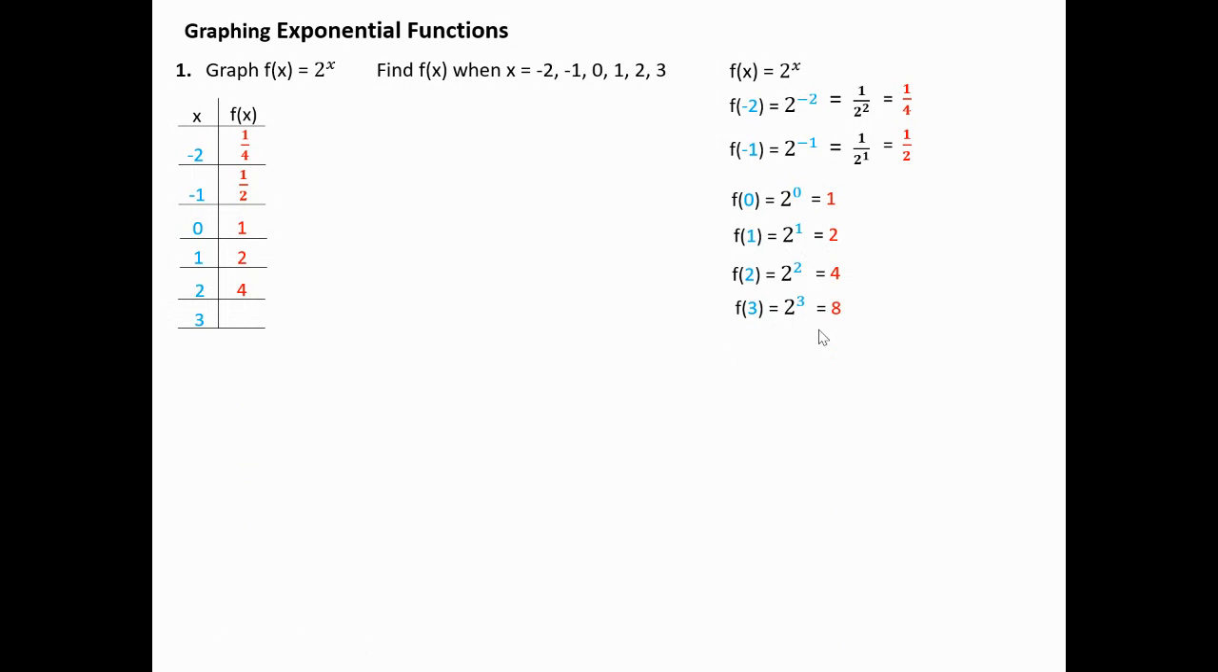times 2 times 2. Please do not make the mistake which I've seen a lot of students make. They state that 2 to the 3rd power equals 6, because they tend to multiply the exponent times the base, which is not correct. Again, I repeat, 2 to the 3rd power is equivalent to 2 times 2 times 2, which is 8. So when x is 3, y is 8. So we got our points.